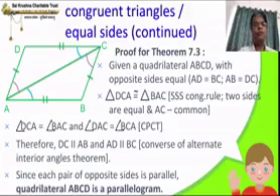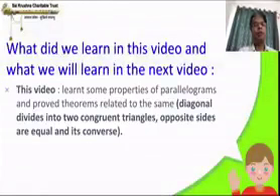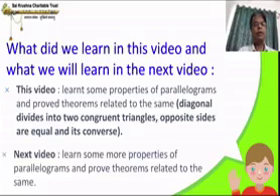We'll move forward. So in this video, we have learned some properties of parallelograms and proved theorems related to them. Two main properties we have learned: a diagonal divides a parallelogram into two congruent triangles, and opposite sides are equal, and also its converse. So basically we have proved three theorems in this part. In the next part, as I told earlier, we will be learning some more properties, and whatever properties we learn, we will be proving the theorems also.